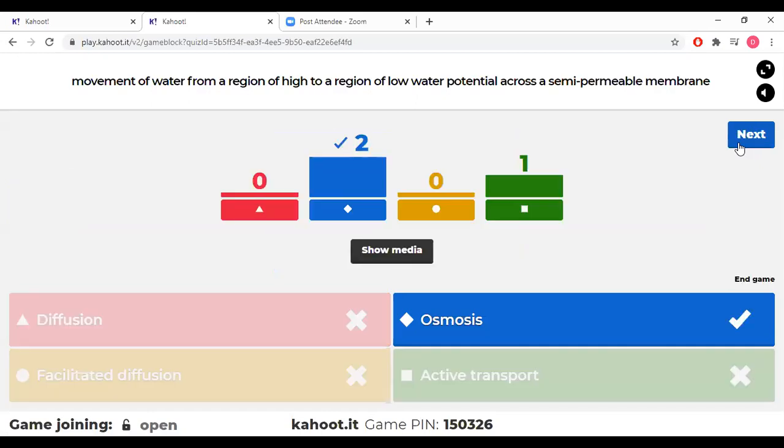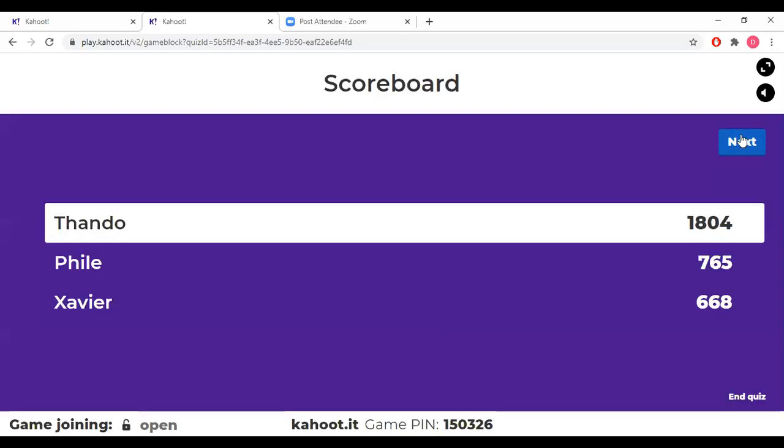Okay, two people got it correct, so thank you. And then one person got it wrong. It is water. The movement of water is osmosis. Whenever they say movement of water, it's osmosis, guys. All the others, it's movement of molecules or particles.